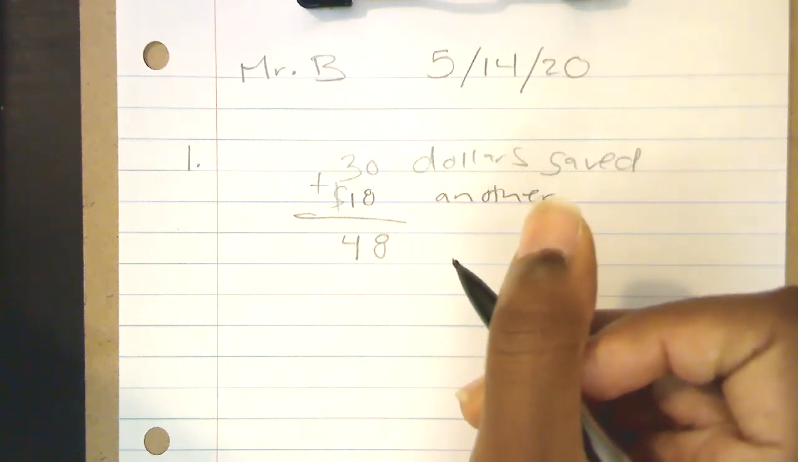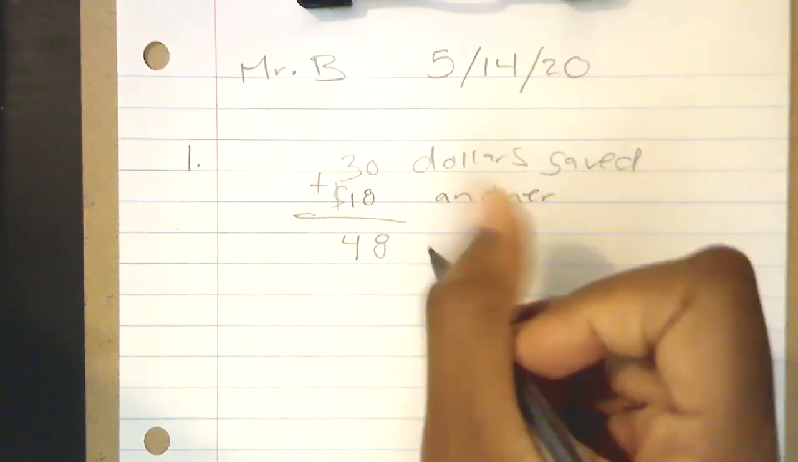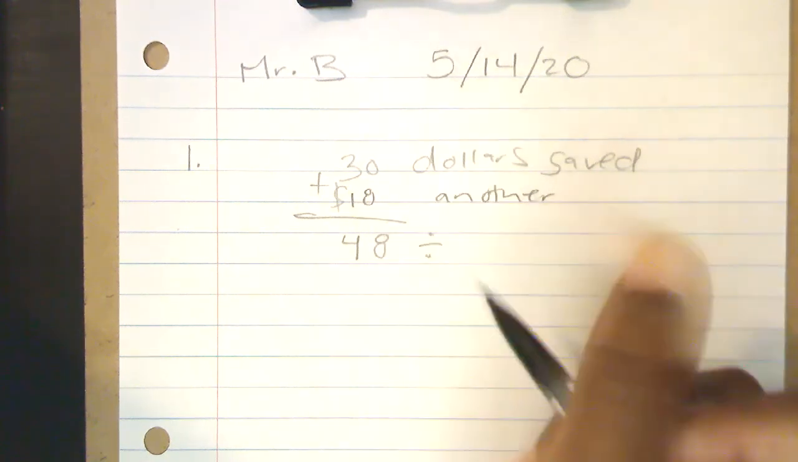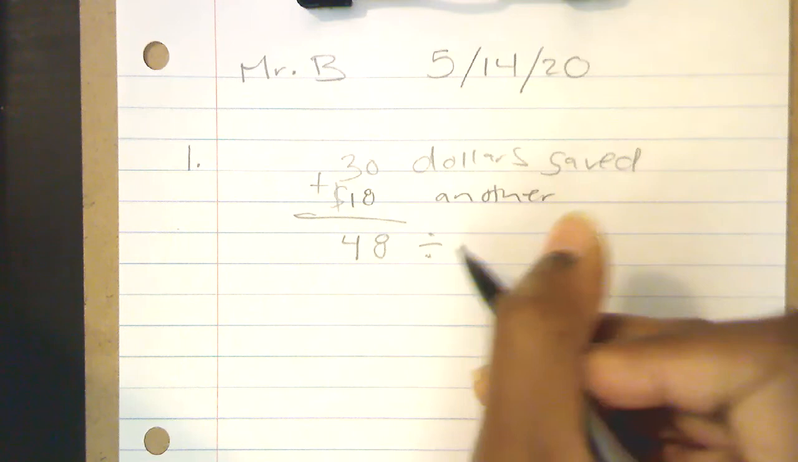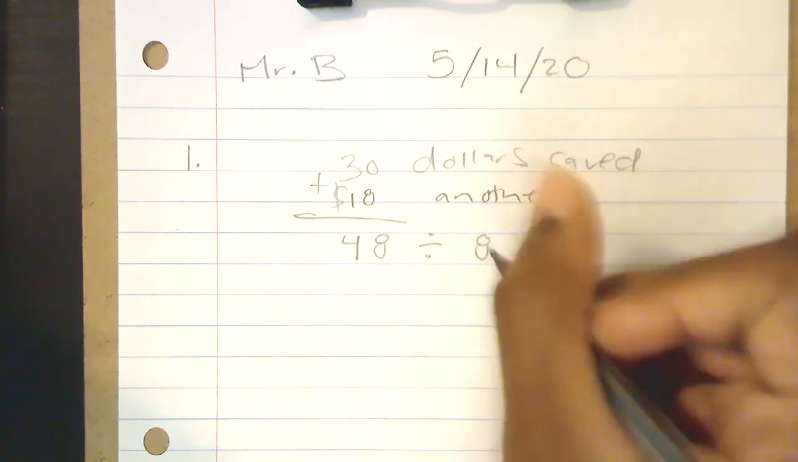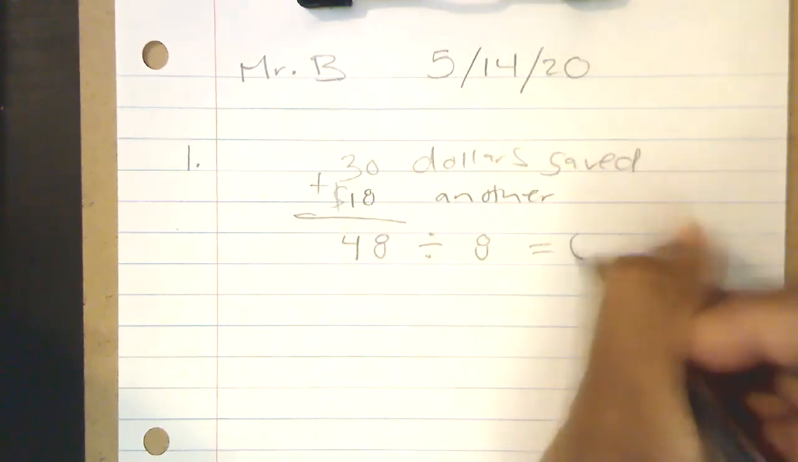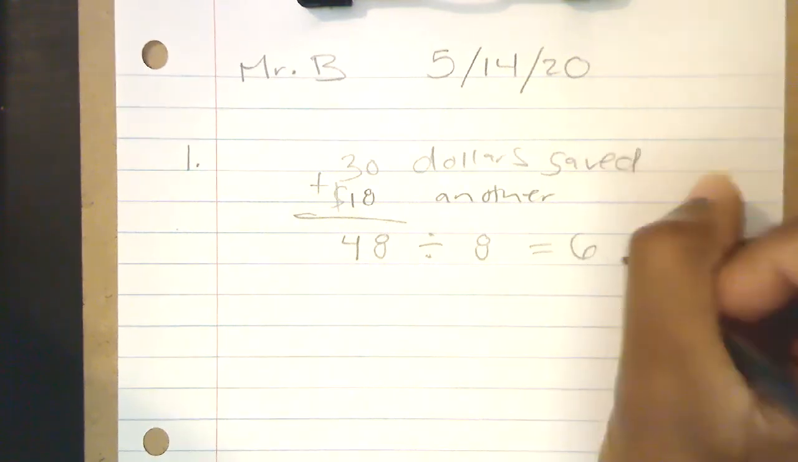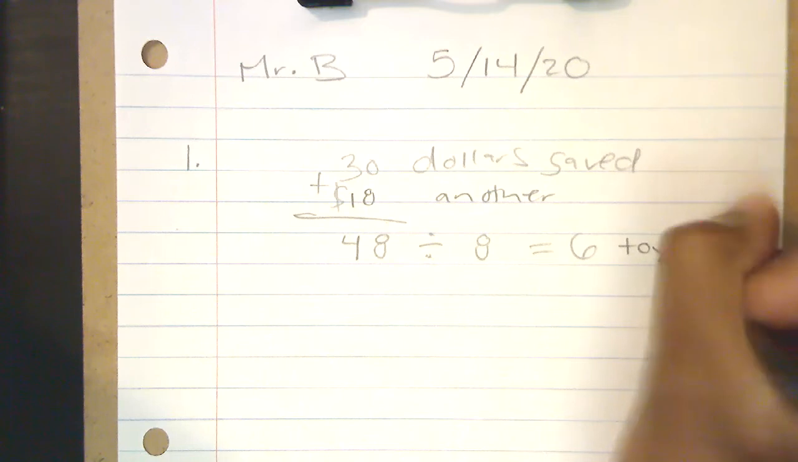Then it says how many $8 toys could he buy? We're going to do 48 because we're talking about $8 toys among the 48 that were given. So 48 into $8 toys. 48 divided by 8 equals 6. But not just 6, it says how many $8 toys could he buy? So our answer should be 6 toys.